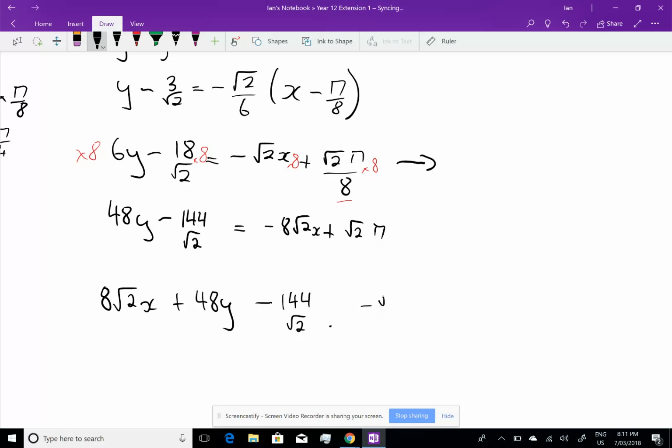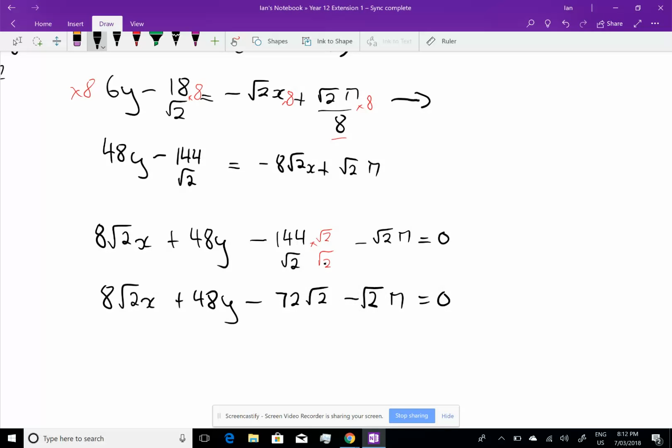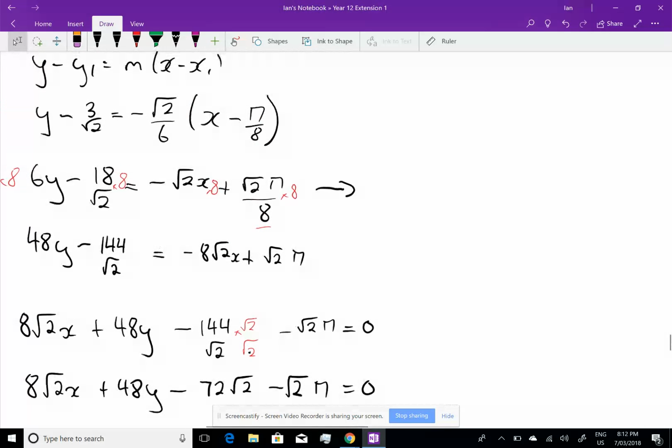I'm going to leave a little bit of a gap. Minus root 2 pi equals 0. And what she does here, she just rationalises this one. So root 2 on root 2. This stays the same. 8 root 2x plus 48y minus, well, I'm going to get root 2 on the top. I'm going to get 2 on the bottom. And 144 divided by 2 is 72. So I'm going to get 72 root 2 minus root 2 pi, which equals 0. And that's what she gets. I wouldn't have done that. I wouldn't have done that.